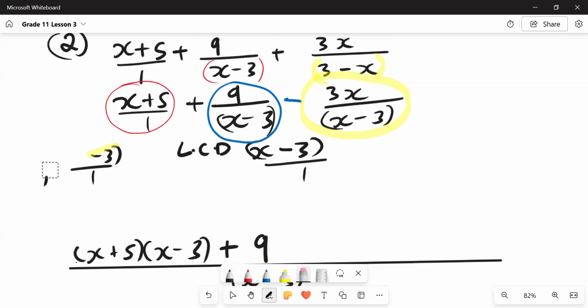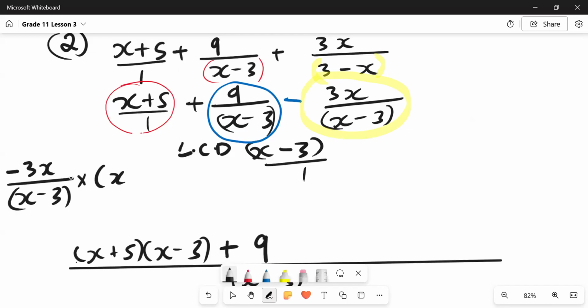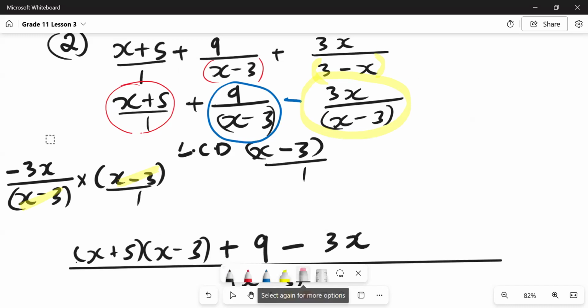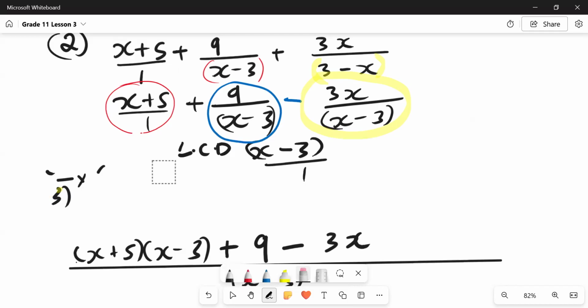Let's move to the next part of the fraction, which is the last one. That one is negative 3x over x minus 3. Again, multiply by your LCD, which is x minus 3 over 1. Let's cancel again. Those two, they cancel, they go away. Now you're left with minus 3x. And again, you're done with multiplying everything with your LCD.